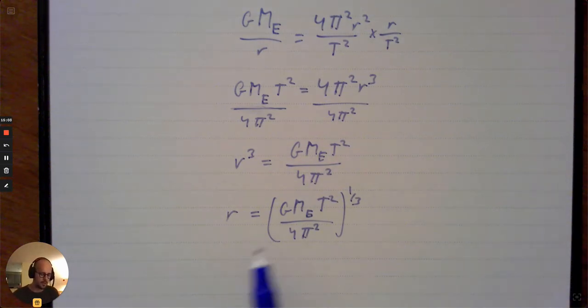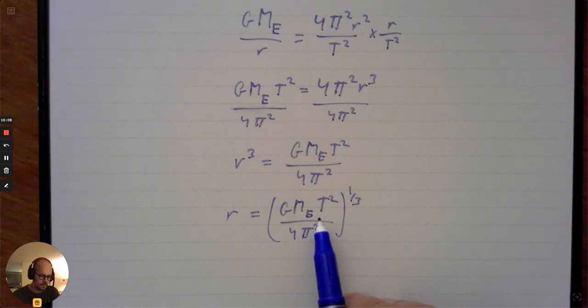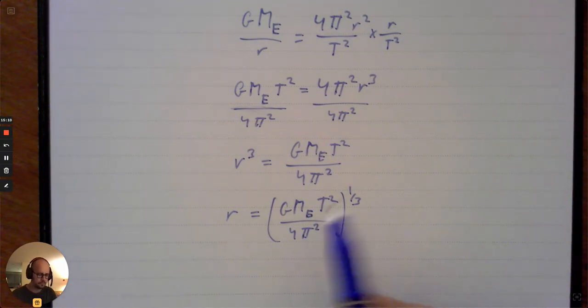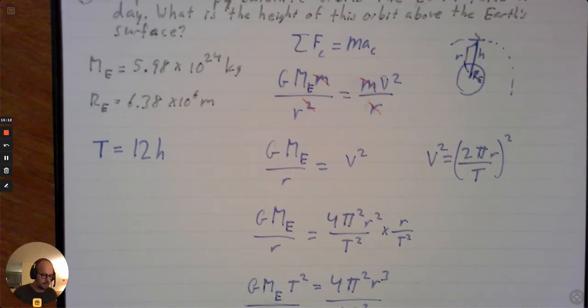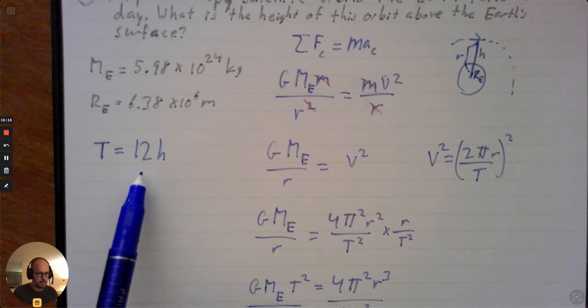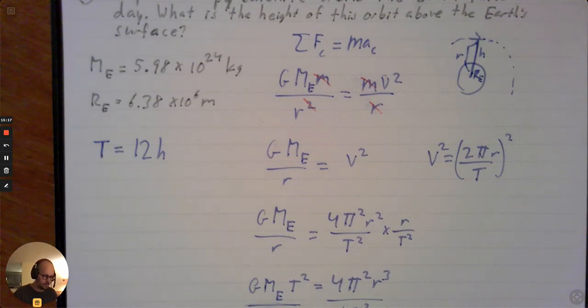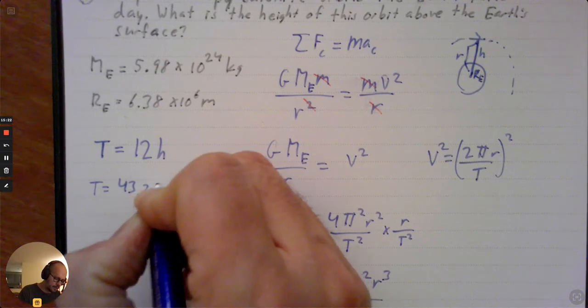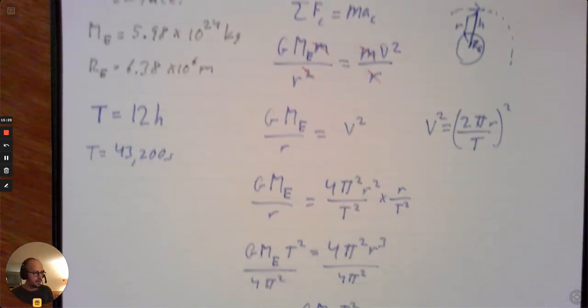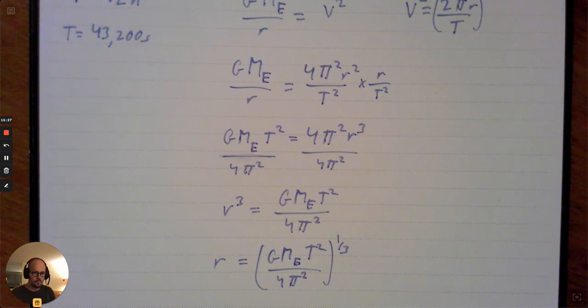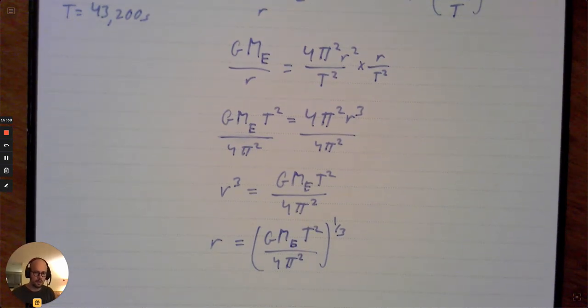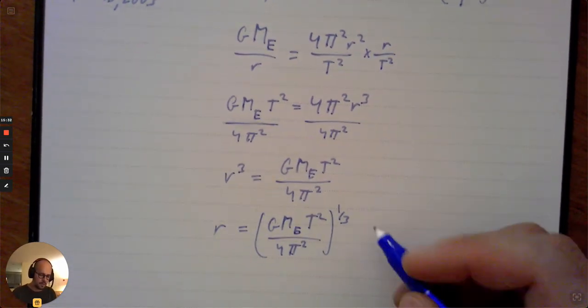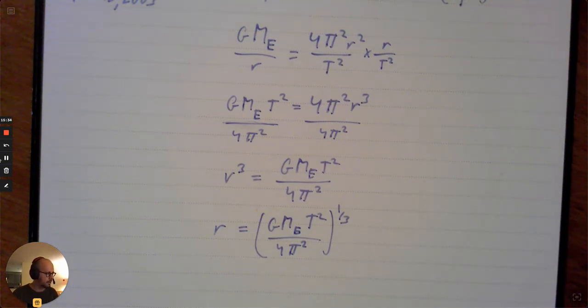So now I go back. The mass of the Earth is given to me, and the period is something that I figured out. Now the period is in hours, so I just have to do some quick multiplication. 12 hours times 60 will get me minutes, times 60 again will get me seconds. The period is 43,200 seconds. So I can now compute this value of R, and I forgot my calculator, so I'm going to go do that and finish this calculation.